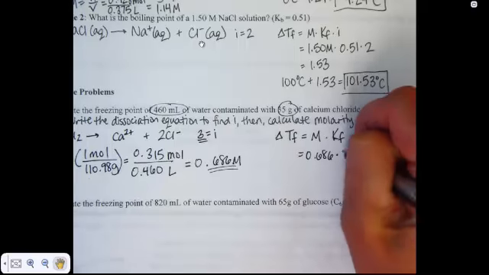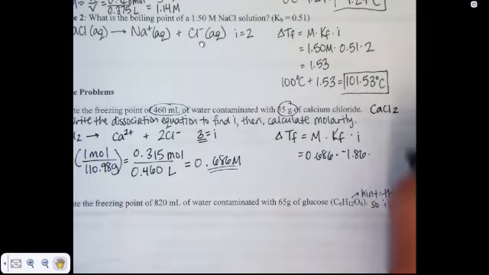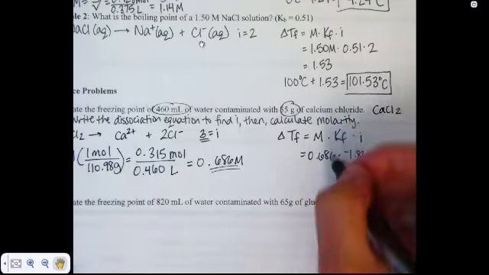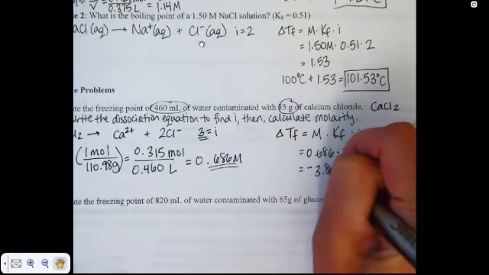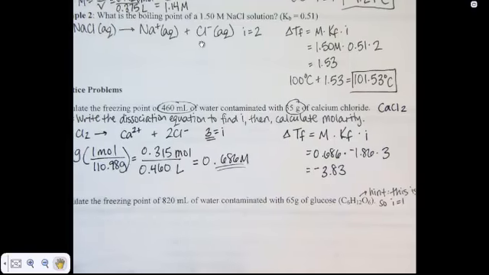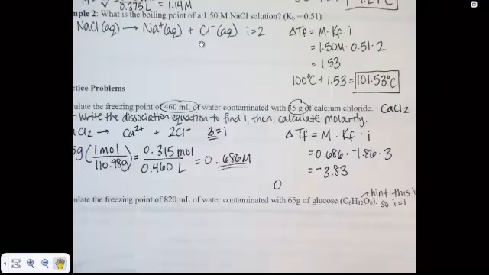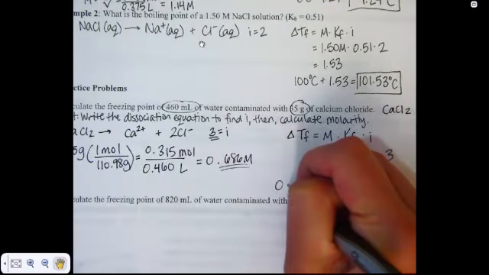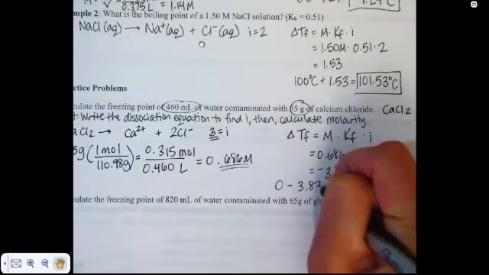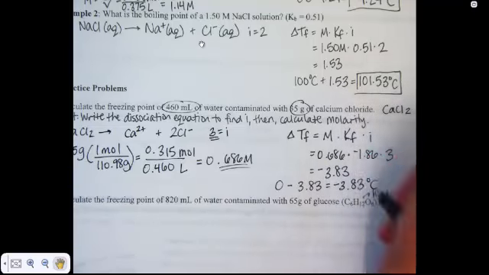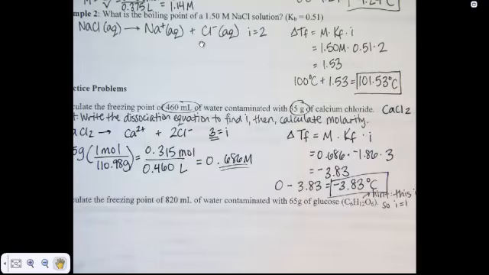It's a constant, it doesn't change. And finally, the number of particles is 3. So if we do this times this times this, you get negative 3.83. So to find the freezing point, we're going to take the normal freezing point of water, which is 0, minus 3.83, and of course that gives you negative 3.83 degrees Celsius. So there's our answer.